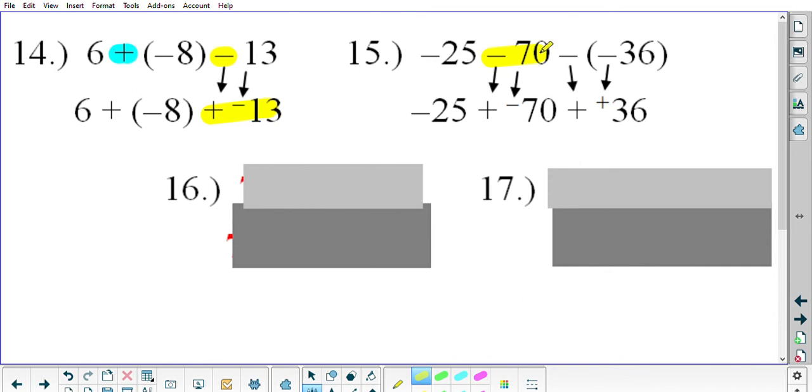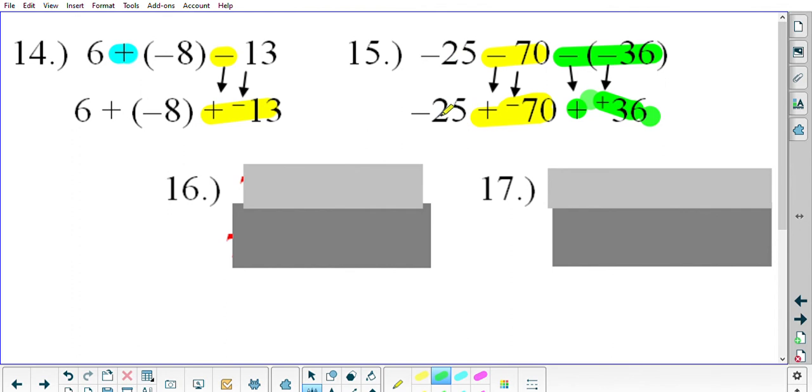This was subtraction here, wasn't it? What I'm highlighting in yellow, subtracting 70. So that becomes adding the opposite, adding negative 70. But this problem is unique. The second part is also subtracting. So that also becomes adding the opposite, which the opposite of a negative 36 is positive 36. So 15 was unique because there was subtraction of 70 and then also subtracting of negative 36. Two parts had subtracting. Don't forget, negative 25 stays negative 25.